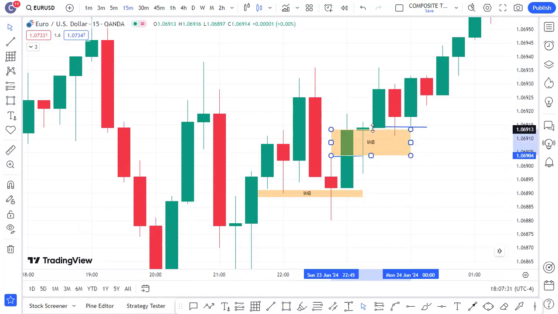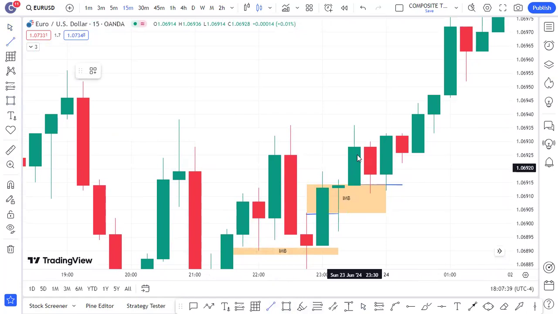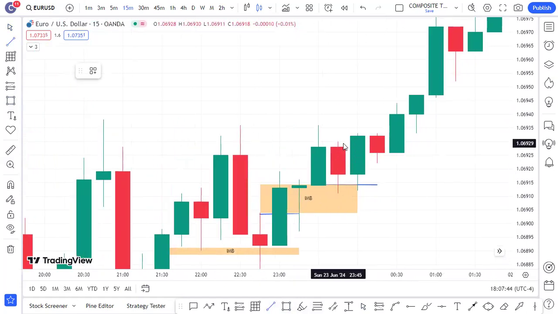What is here? You can see price returned to fill this fair value gap, then proceeded to the upside. Now, where's our next candle? This is because it has swept this previous green candle. So I'm going to mark the high of this candle and extend it to the right. Then the second candle, where is it? This is the second candle.